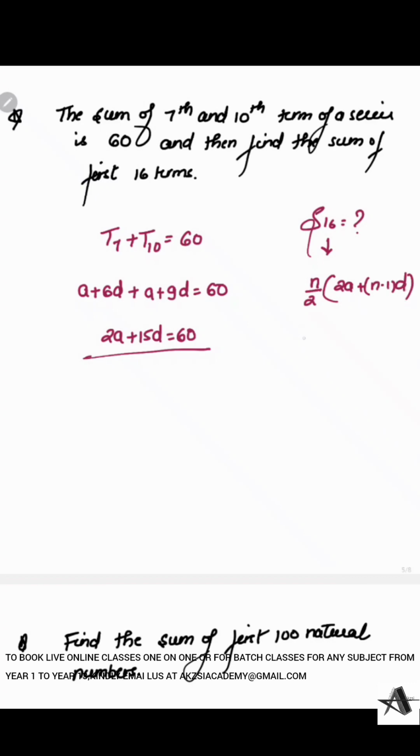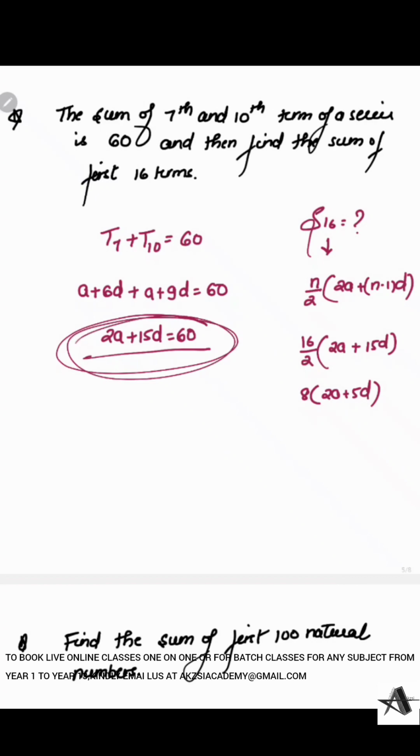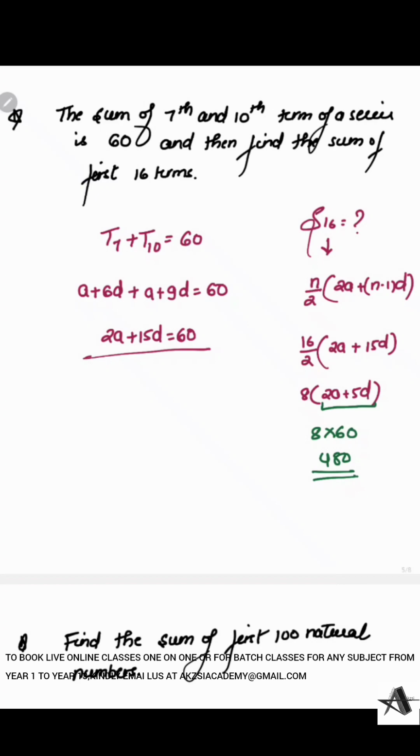n by 2, 16 by 2, times 2a plus (16 minus 1), 15d. Or 8 times (2a plus 15d). 2a plus 15d is directly 16, given here. So what I need to do is just substitute this whole thing with 16. So 8 into 16 will be 128. That means the sum of the first 16 terms will be 480.